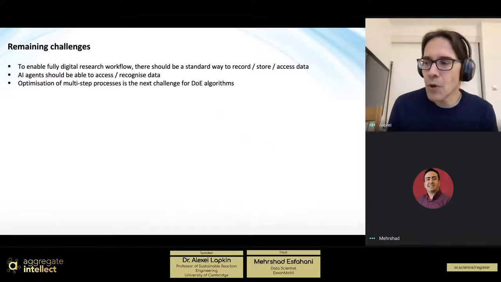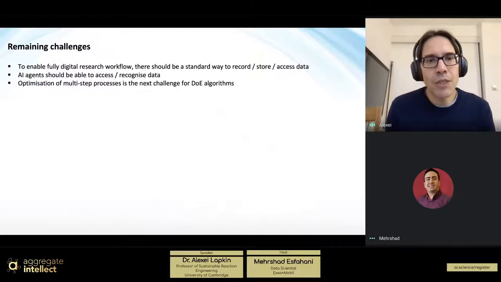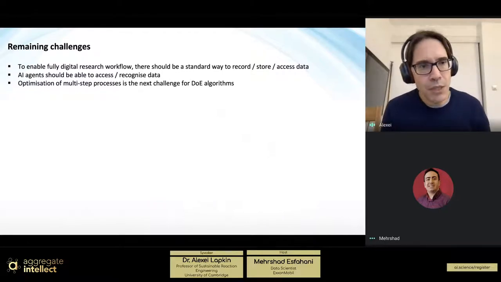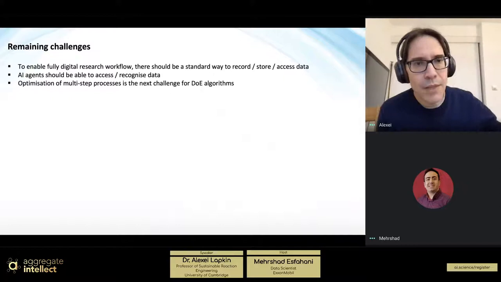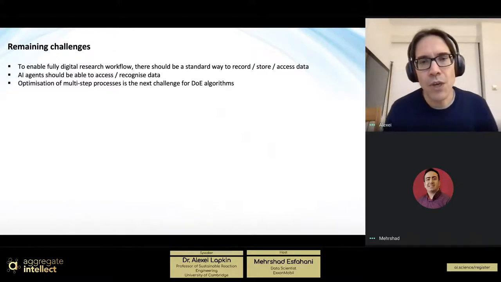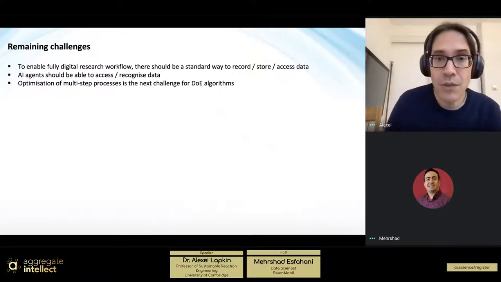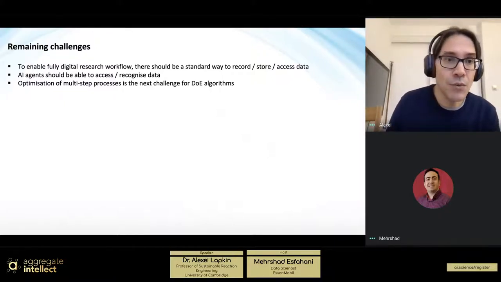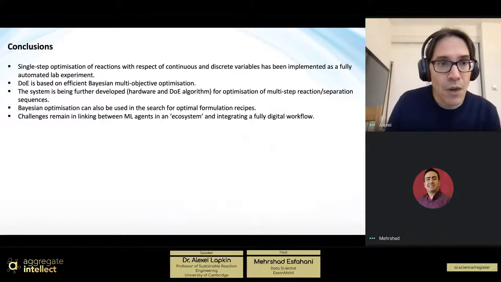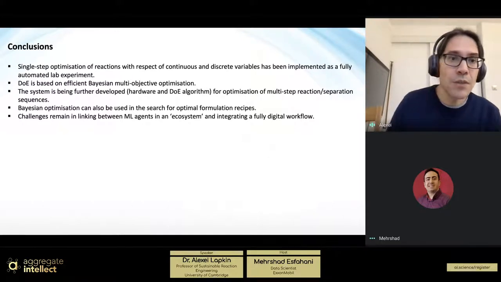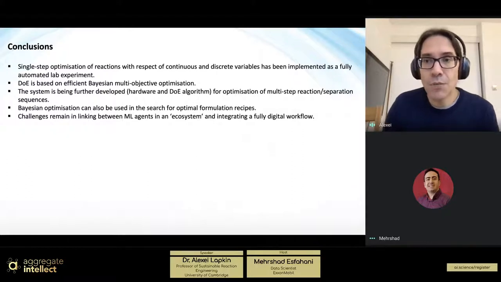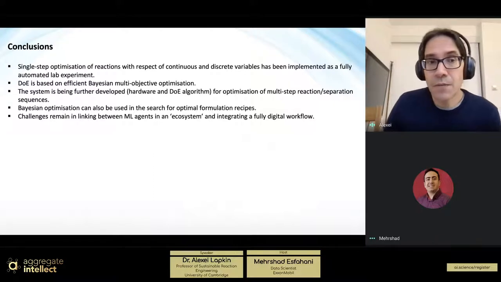And then on the specific chemistry challenges, the next challenge is the multi-step processes, where it's not a single step, but 2, 3, 4, 10 steps in the process, which need to be optimized for a global optimum rather than a local optimum. This is the real challenge for the DOE algorithms. So I've shown you that the single step optimizations are now, I would say, pretty much routine. The automation of lab experiments can be done fairly straightforwardly. It's not very expensive to do.